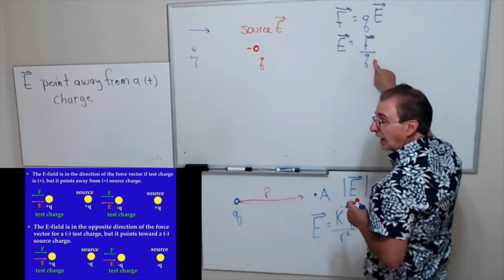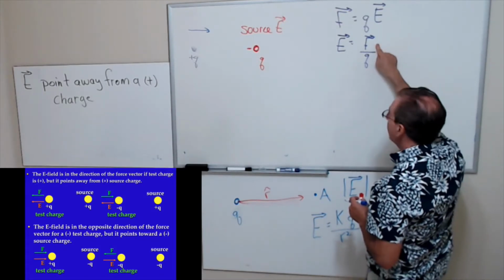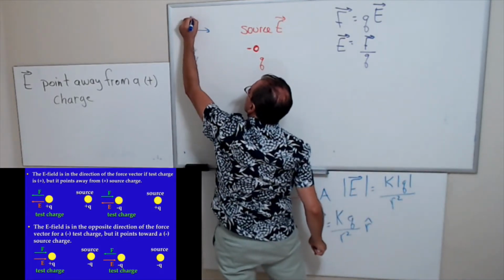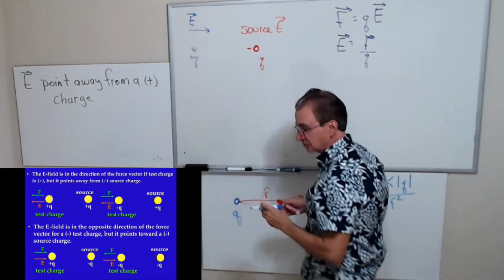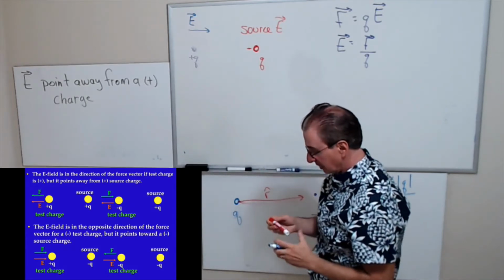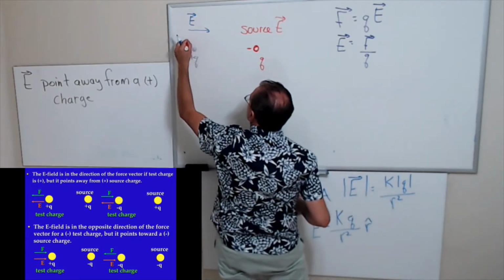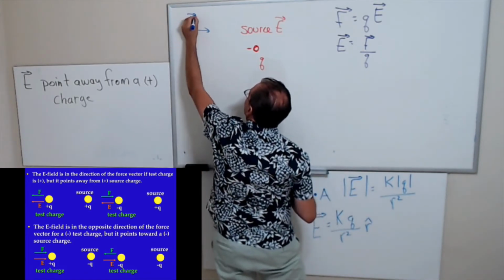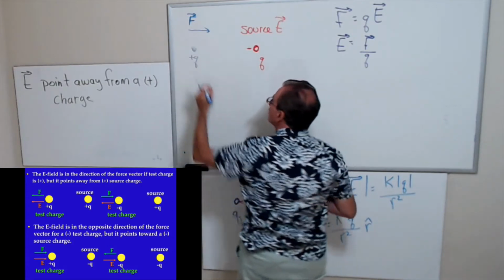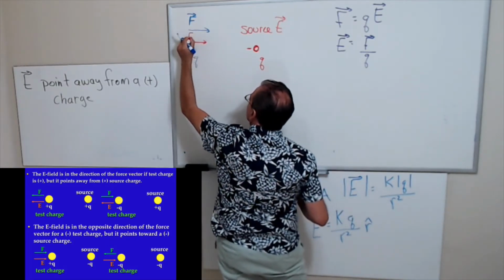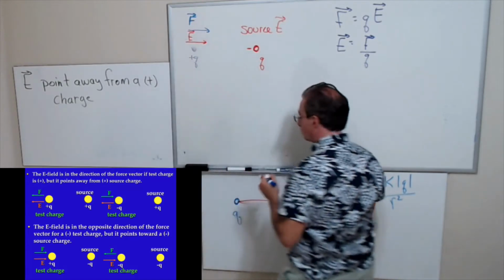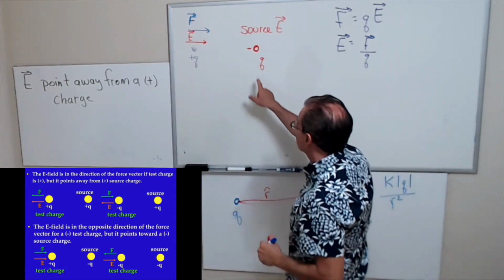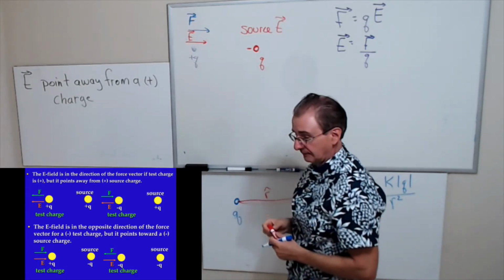The test charge is positive. If I take a vector and divide by a positive number, yeah, the size will change, but the direction will not. And so the electric field is still in the same direction. So notice that for a negative charge, the electric field points towards the negative charge.